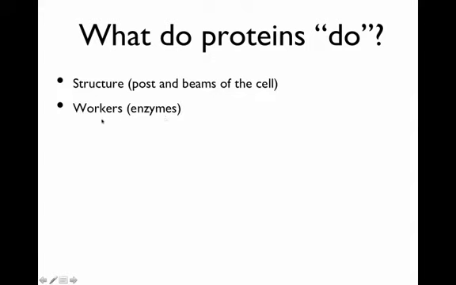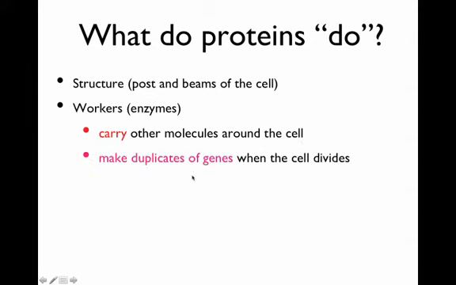Some protein molecules, you can think of them as being workers. They are enzymes that catalyze different chemical reactions that take place in the cell that are important for our survival. Some examples of different types of proteins: there are protein molecules that carry other molecules around in the cell, and I'll show you an example of that in a little bit. There are protein molecules that make duplicates. They copy our genes when our cells divide and make sure that each of the new cells gets one copy of our genetic material. So there are proteins that are involved in doing that.